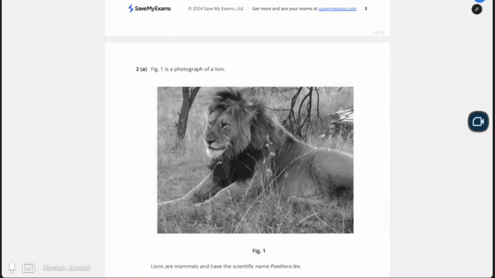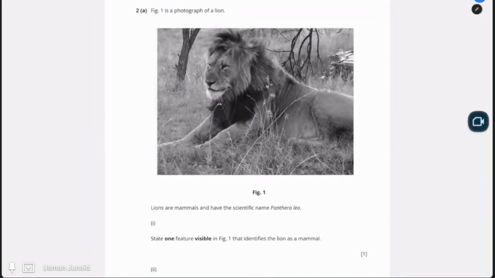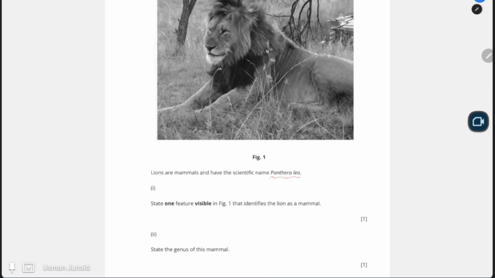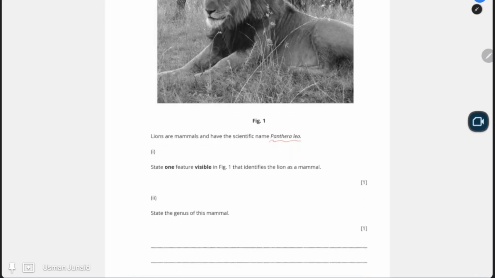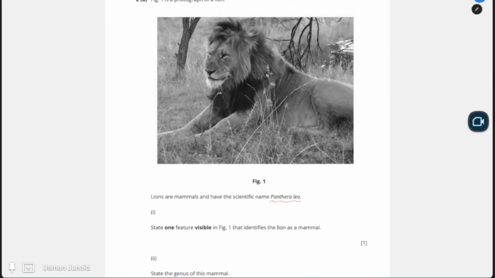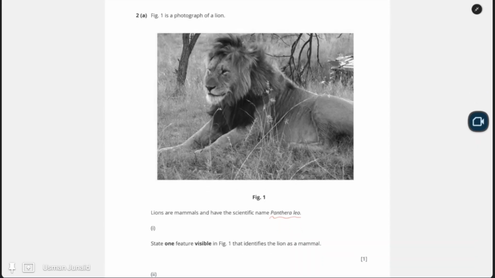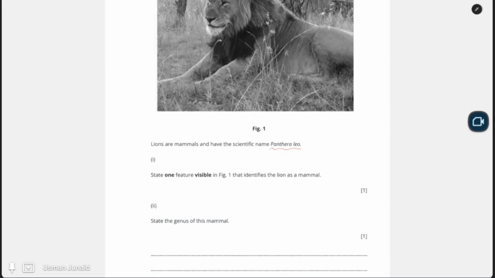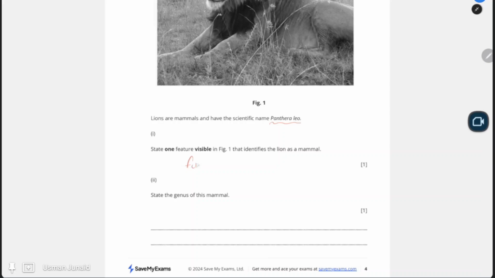So figure 1 is a photograph of a lion. Lions are mammals and have the scientific name Panthera leo. State one feature visible in the figure that defines it as a mammal. Fur on its skin. Yes, so it has fur on its skin. State the genus of this mammal.